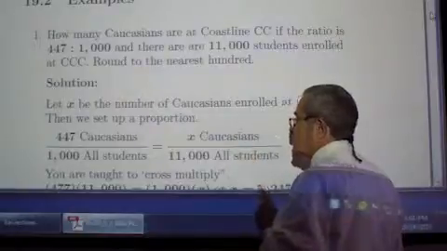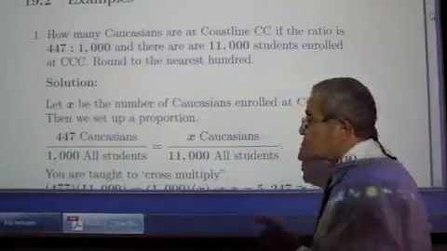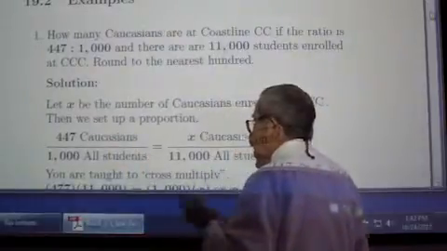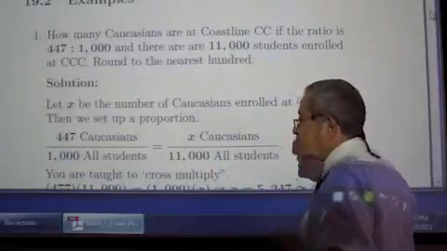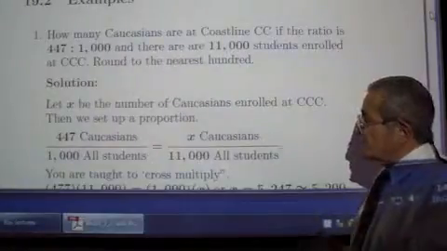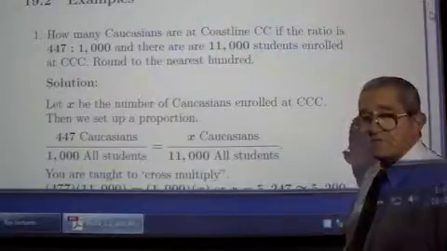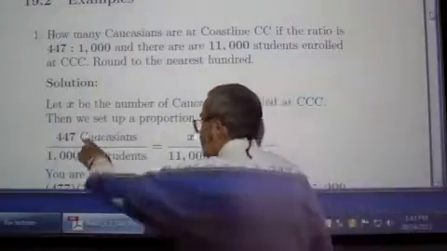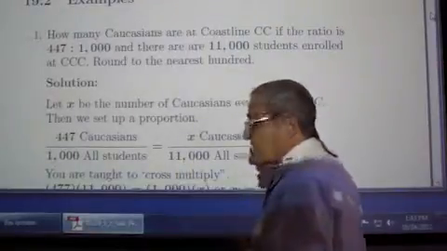Again, the units must agree. Caucasian in the numerator here and here, all students here and here. Or you could reverse both. You could have all students in the numerator, Caucasians in the denominator, if here you also had all students in the numerator and Caucasians in the denominator. The units are extremely helpful. Please keep the units. It will help you prevent making mistakes. Without the units, somebody could have written 447 over 1,000 and then switched 11,000 over x. That would not have worked.